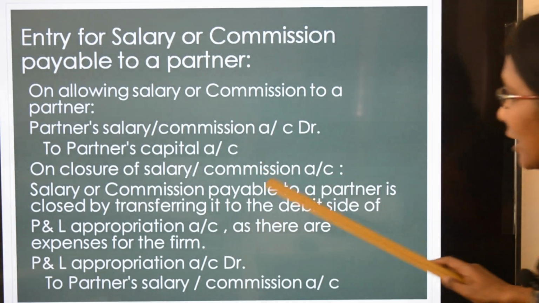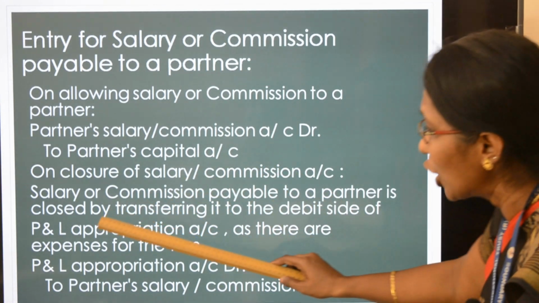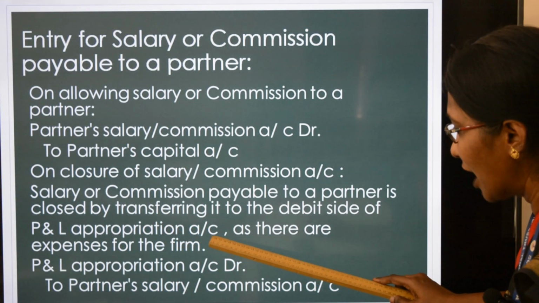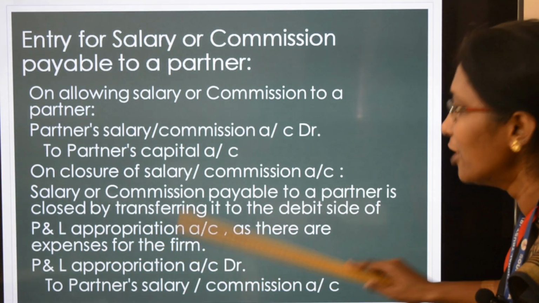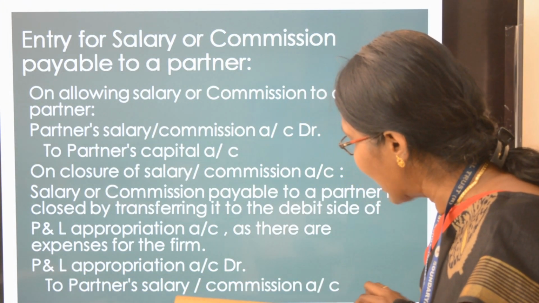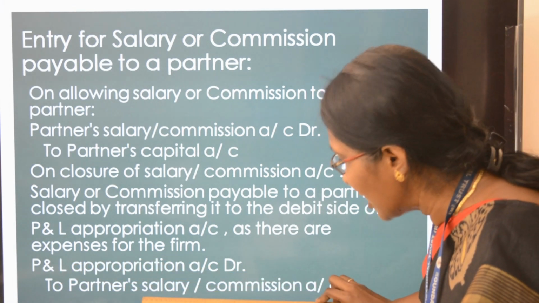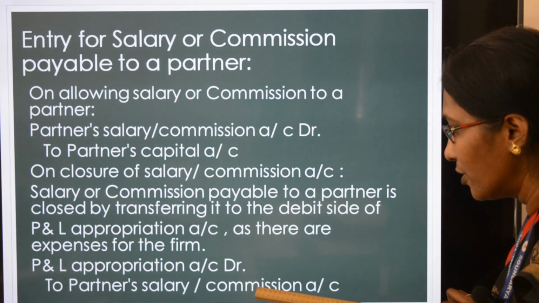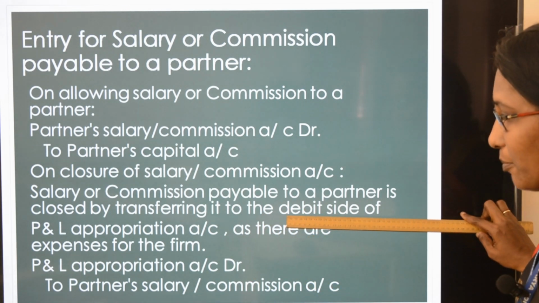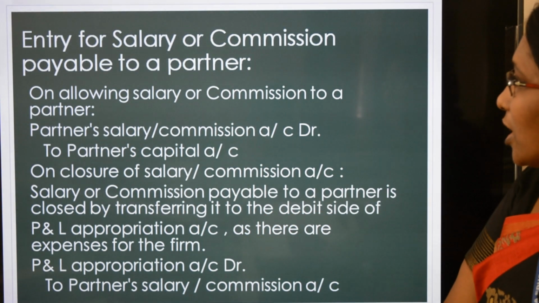On closure of salary or commission account, salary or commission payable to a partner is closed by transferring it to the debit side of P&L appropriation account, as these are expenses for the firm. What is the journal? P&L appropriation account debtor to partner's salary or commission account. In P&L appropriation ledger, this salary or commission should be entered or posted in which side? Debit side, because it is an expense to the firm. There is one more.